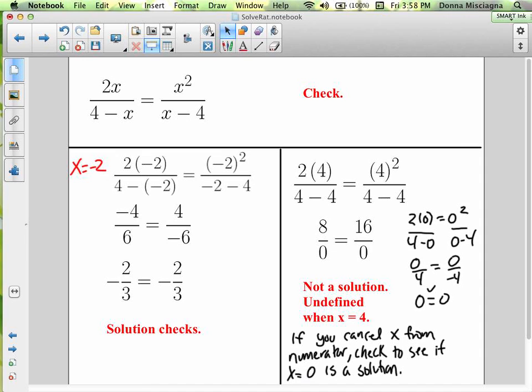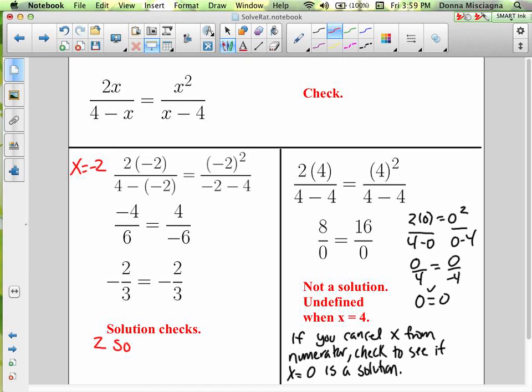Now, we learned a little lesson here, and that is when we cancel out x from a numerator. All right, so on the other side here, we times 4 gives us 8. 4 squared is 16. Who cares, because the denominators have zeros in them, so that's not a solution. We're undefined when x equals 4. But if you cancel an x from the numerator, check to see if x equals 0 is a solution. Sometimes it is. So in this case, there were 2 solutions.